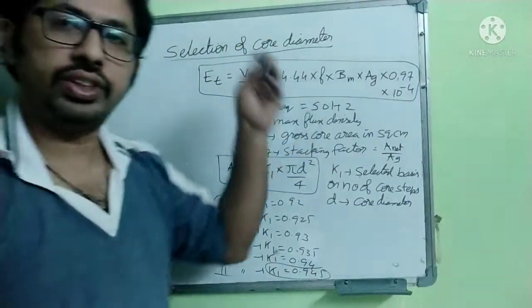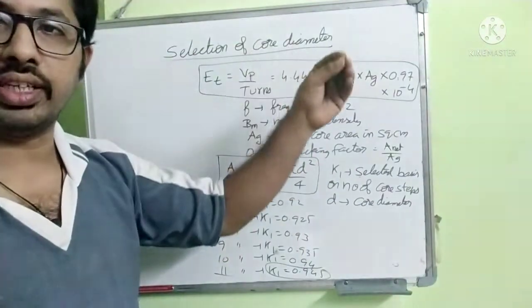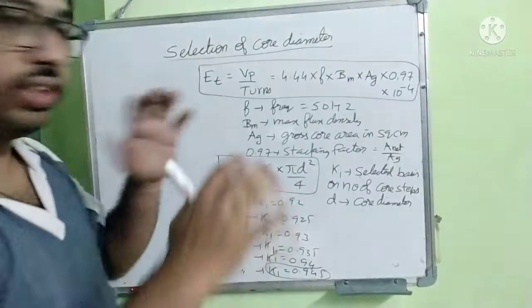First we will talk about the core diameter in general, then about 100 kVA. The things we already designed, we will substitute in these formulas and we will get the core diameter. So this is the general one.